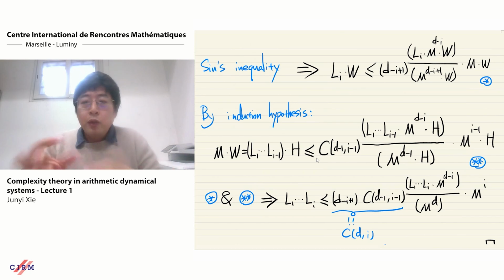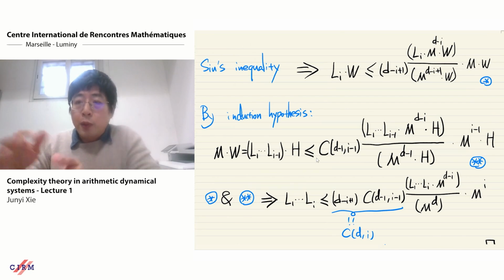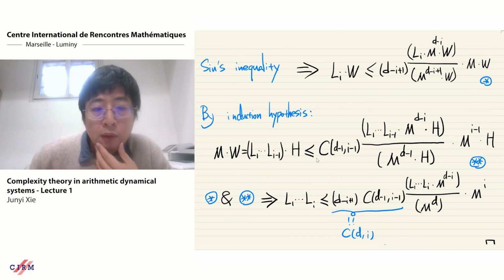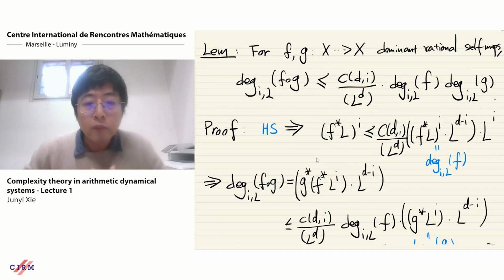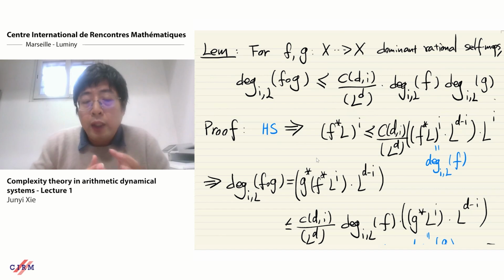Okay, then you combine these two inequalities. If you combine these two inequalities, you can bound this L1 to Li by some constant times the correct intersection number, then times Mi. So you get the proof of this higher codimensional Schuss inequality. So as a consequence of this, you get the following lemma.